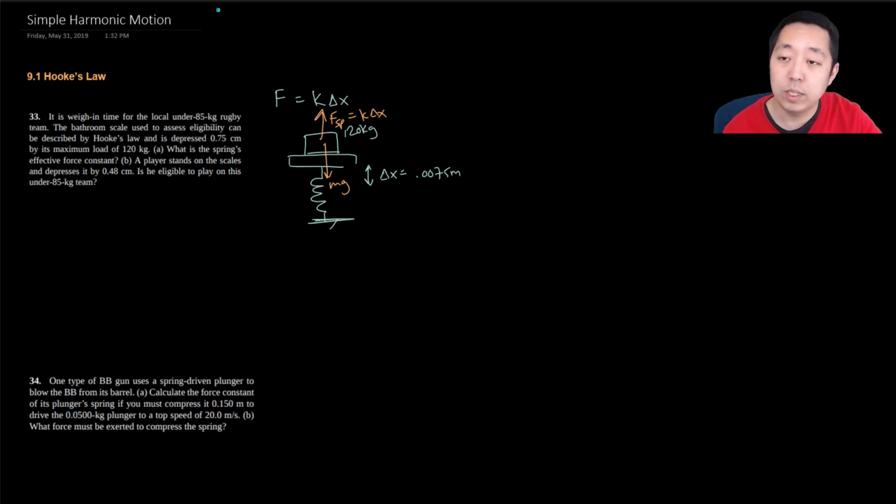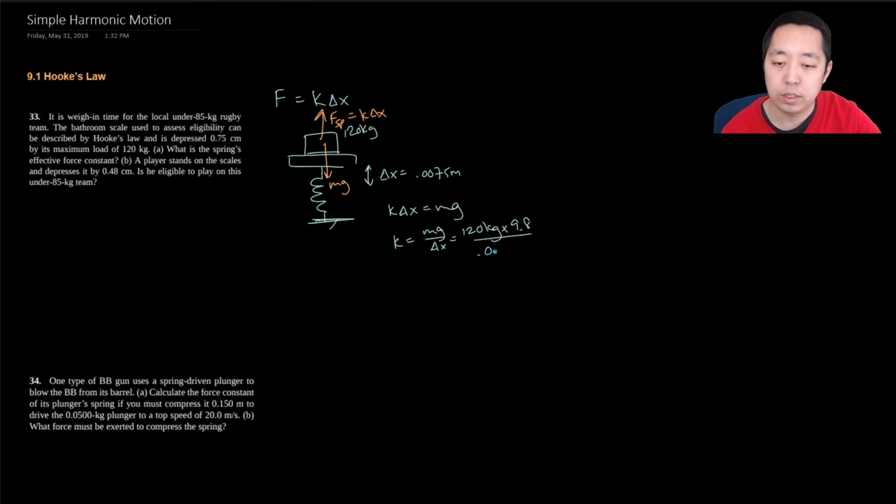Now, once it's depressed, the net force is zero because it's not accelerating in either the up or down direction. So we would say that the spring force has to equal gravity. So k delta x is equal to mg, or k is equal to mg over delta x, and that's 120 kilograms times 9.8 divided by 0.0075. And I get 156,800 newtons per meter. Okay, so it's a pretty big spring constant.